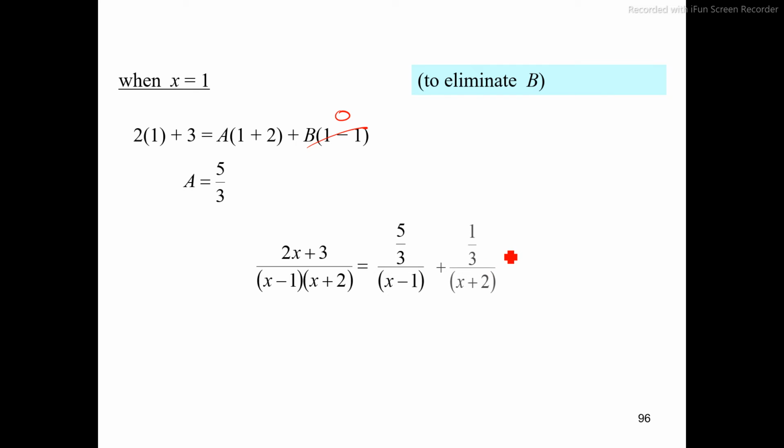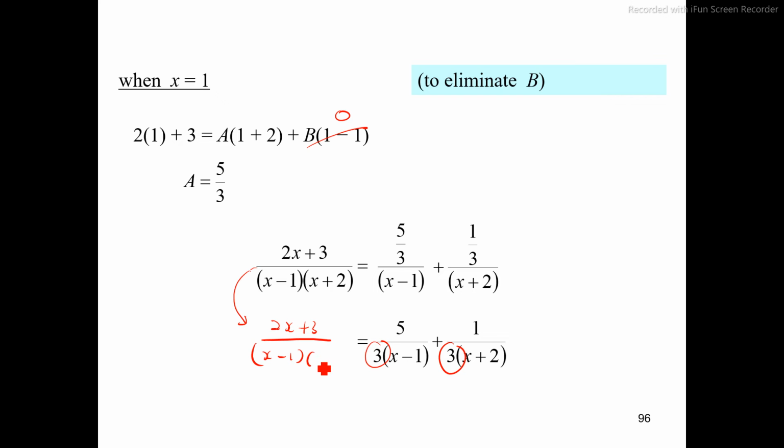A and then B. This one is not so proper to write because you have three layers of fraction, so we're going to put the 3 at the bottom. Then it looks neater. So this will be the final answer. You have to write back the partial fraction: 2x plus 3 over x minus 1, x plus 2. You have to write it back because the question says write in partial fractions. So write the left side, and the right side will be the answer.